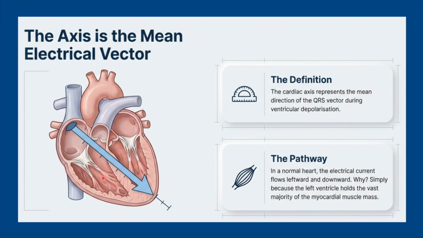In a normal heart, the electrical current usually flows downward and leftward, because the left ventricle is electrically dominant, as it has thicker muscle bulk than the right ventricle, causing it to have more electrical activity.